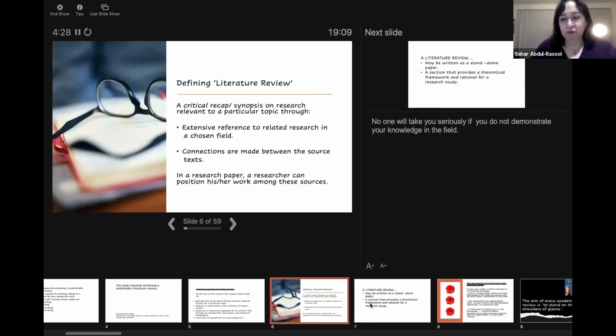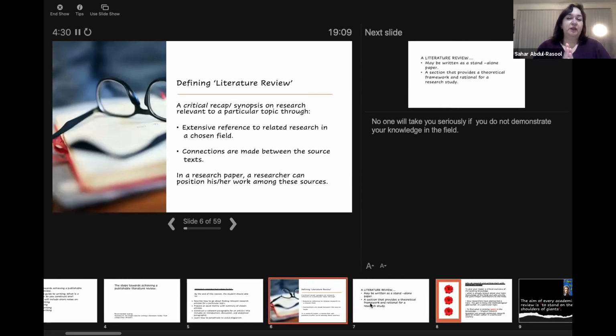So when we start talking about any subject, you talk about the definition. So what is a literature review? A literature review is a critical recap of research relevant to a particular topic. And in that, usually you tackle extensive reference to related research in a chosen field, and you make connections between the sources and the texts that you have included in your literature review.